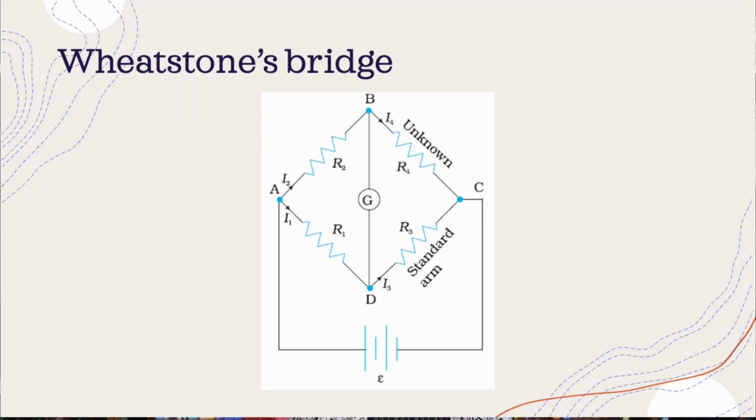Then we know that for complicated circuits, we will be applying Kirchhoff's rules. What are the two rules? There is a junction rule and a loop rule to analyze the circuits. Please practice questions related to Kirchhoff's laws. All right. And of course, Wheatstone's bridge.